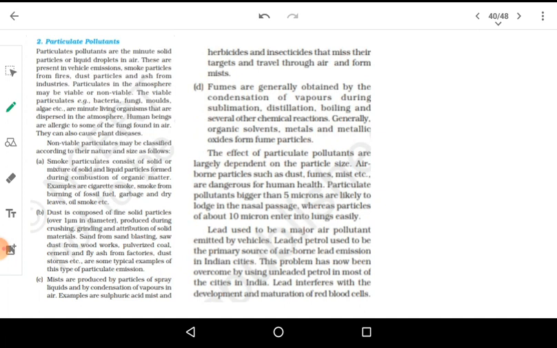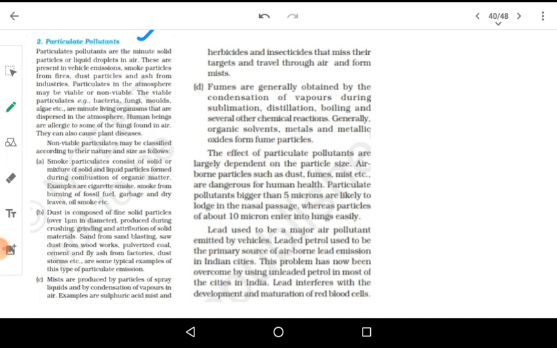These are basically minute solid particles or liquid droplets in the air. Now, these are present in vehicle emissions, in smoke particles from fires, and even in dust particles and ash from the industries. Particulates in the atmosphere can be of two types: either they can be viable, that means living, or they can be non-viable, which means non-living.